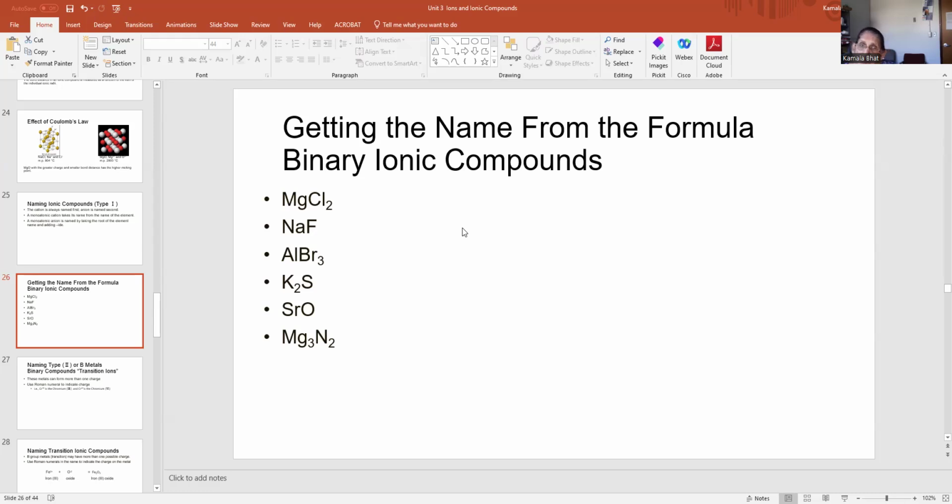Magnesium belongs to group 2, so it loses 2 electrons. So 3 times plus 2 is plus 6. Nitrogen, on the other hand, belongs to group 5. 5 take away 8 is negative 3. So it has a negative 3 charge. Negative 3 times 2 is negative 6. So plus 6 minus 6 equals 0. And that's how we determine the neutral compound.